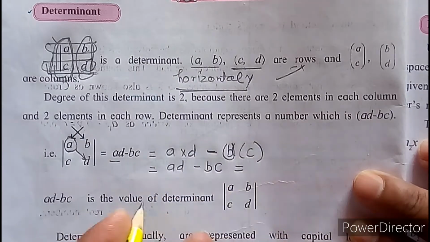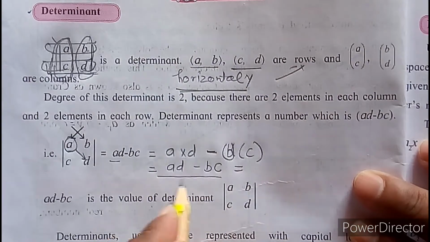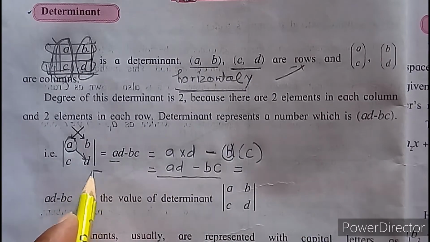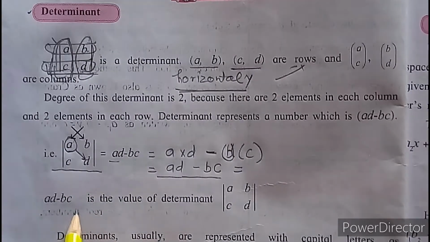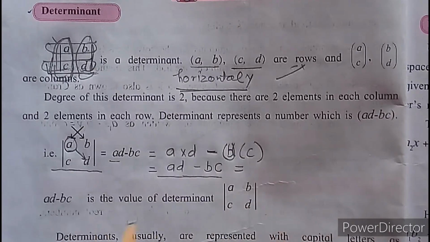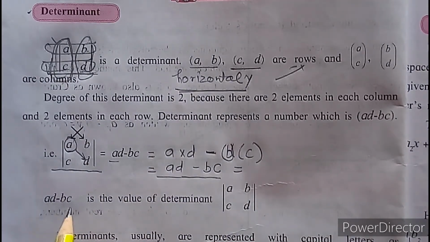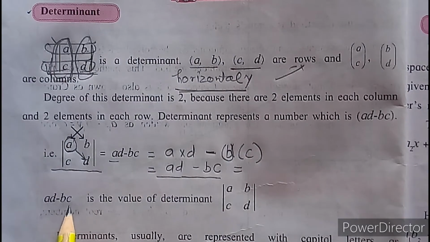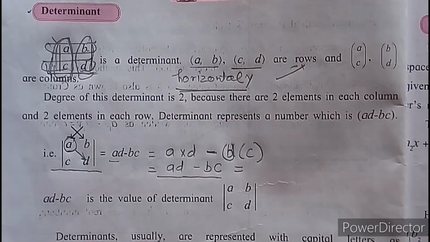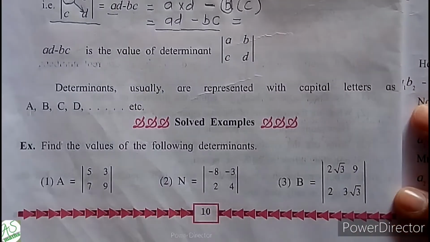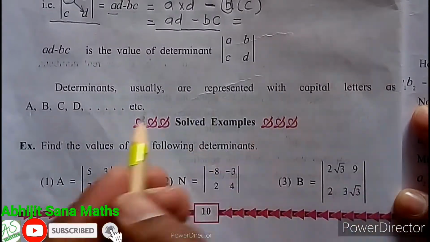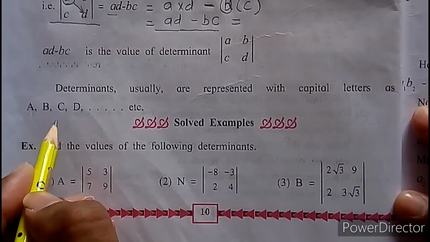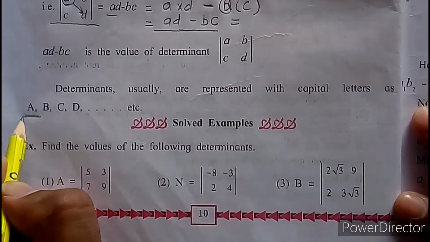The answer of this AD minus BC is nothing but the number represented by this determinant. We can also say that AD minus BC is the value of the determinant, and we can easily find it by putting in the values. One important thing is that determinants are usually represented with capital letters.